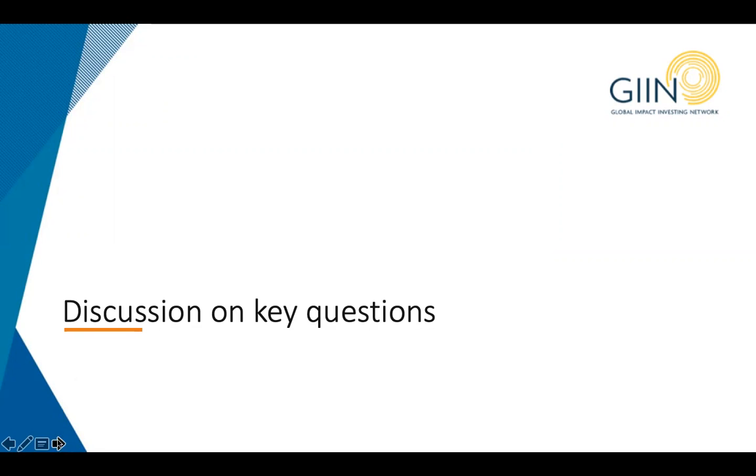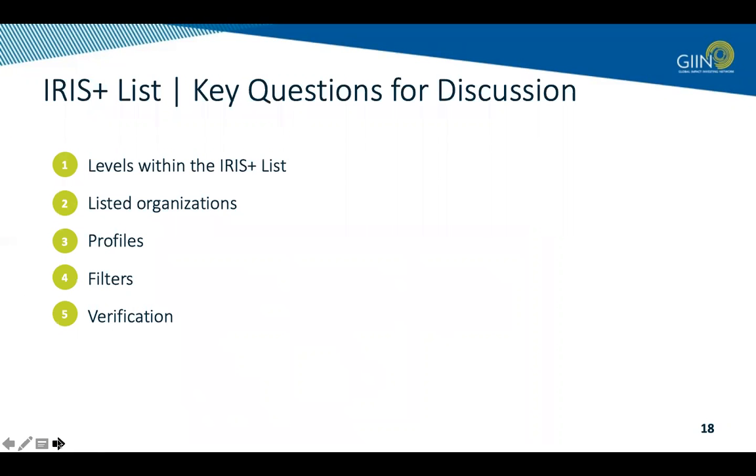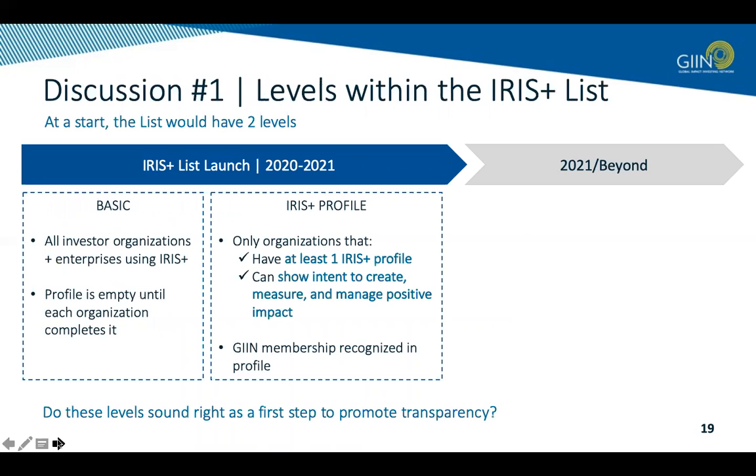We have 5 different topics, if you will. The first one is around levels on the list, about how organizations become listed on this list. What should be in the profiles? How should we filter for information? And then a final question on verification. We're going to pause on each of these and allow as much time as we need for each of these.